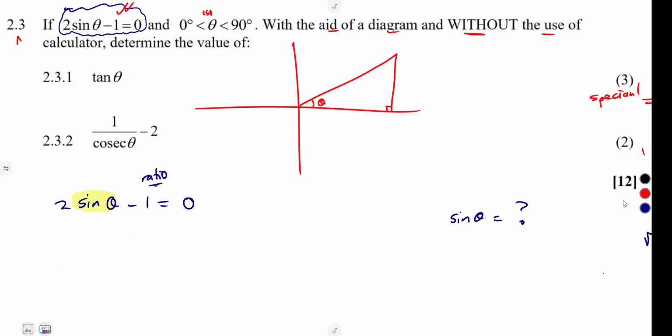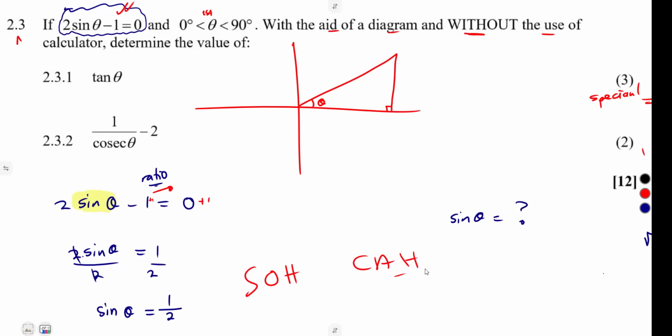So what can we do? Get rid of the negative 1, take it to the other side, so it's going to be a positive 1 there. Or simply add 1 both sides. 2 sine theta is equal to 0 plus 1, that's a 1. To find the sine of theta, divide by 2. So the sine of theta is 1 over 2. Remember the ratio of our sine from the SOHCAHTOA concept: the sine of theta is opposite over hypotenuse. So this represents opposite over hypotenuse.